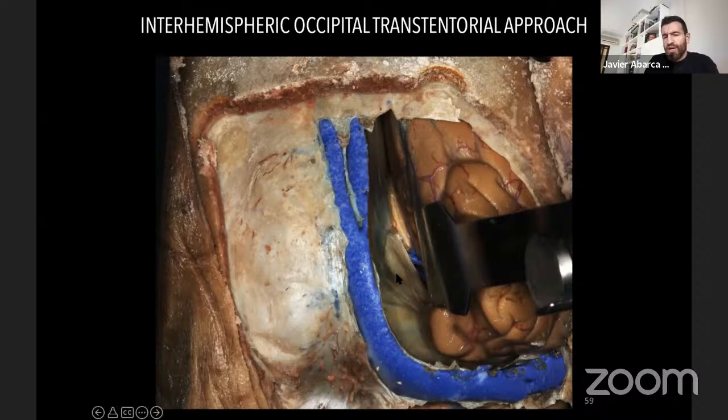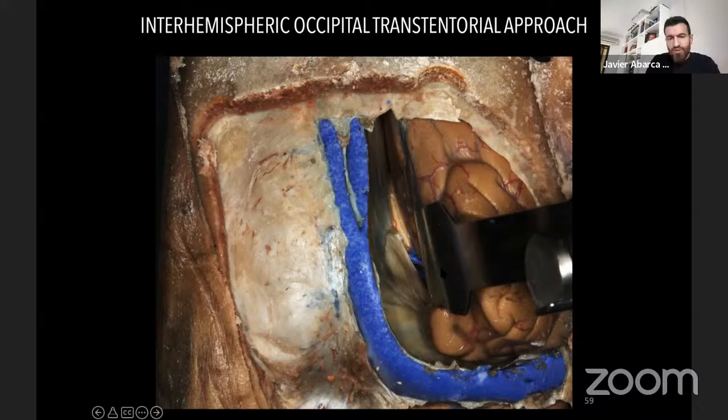I want to tell you two tricks to avoid complications with this approach. The first trick is to avoid crossing bridging veins coming from the cortical surface of the occipital lobe to the straight sinus. And we can predict it by studying very well the previous MRI and doing some venous reconstruction with some radiological software.